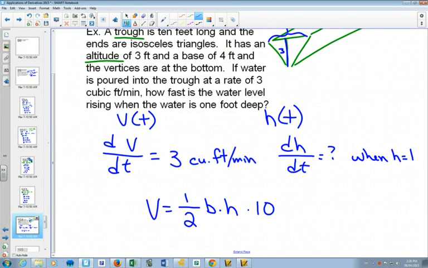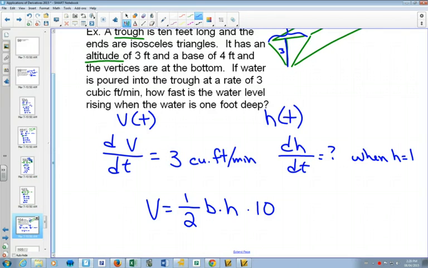Problem with this formula right now, as far as doing the next step? There are 2 variables. So we need to somehow come up with a way to write this in only one variable. In particular, since we want to find dh/dt, we would like to write it only with the variable h. Now some people say, well, I know that the base is 4 and the height is 3, but that would only be the case if the trough were completely full.